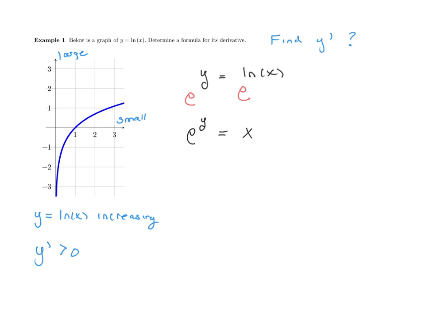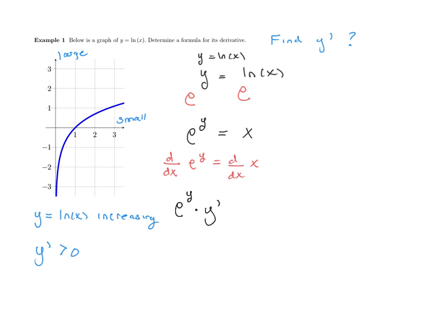So the original equation, just to jot it down again, was y is equal to the natural log of x. I did the same thing to both sides of this equation, which was exponentiate it, and I simplified this side. I cannot differentiate this, but I can take the derivative of this equation by using implicit differentiation. So that's my next step. I'm going to take the derivative of both sides with respect to x. Taking the derivative of the left side gives us e to the y, but we have to multiply by the derivative of y, which is y prime.